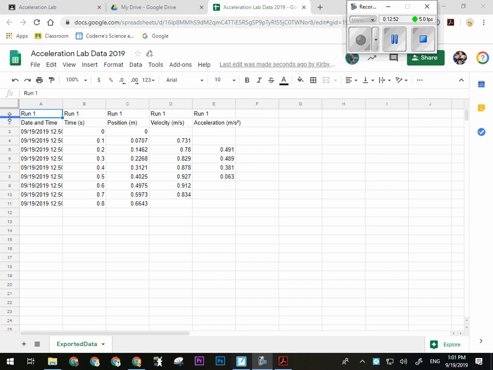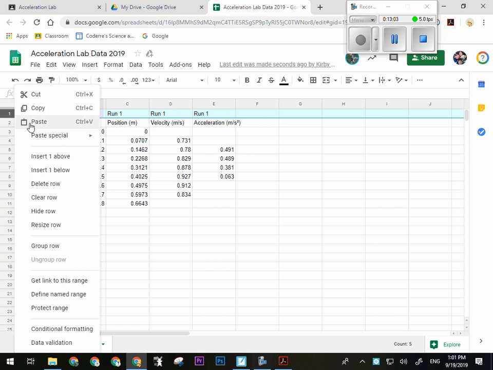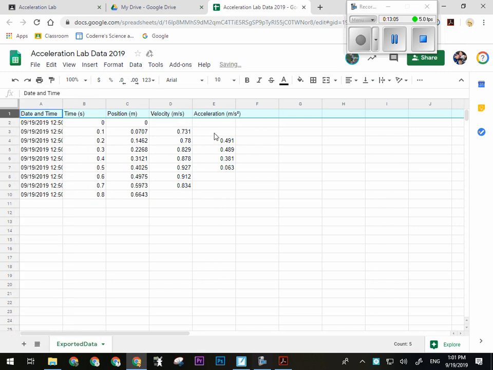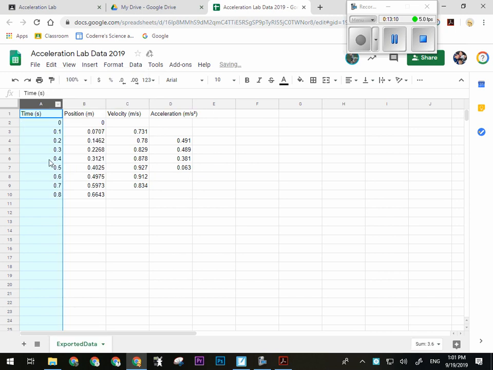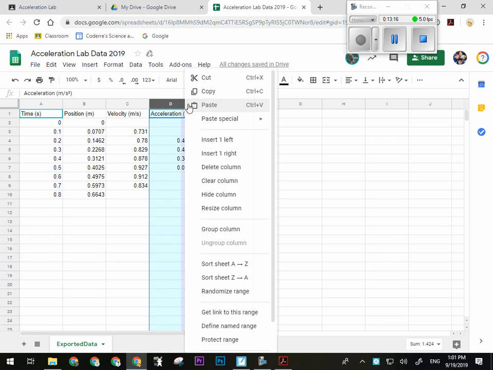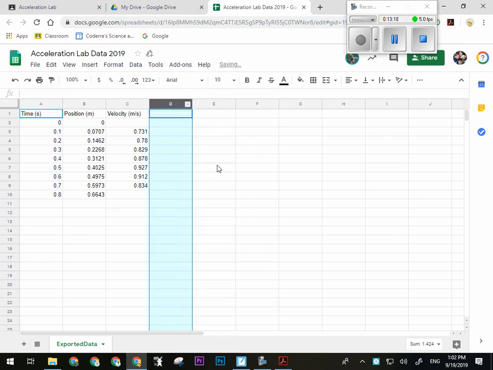So the first thing you need to do with this data is get rid of the stuff we don't want. That is row number 1. We do not want all of those names there. Run 1, we only have one run, so we don't need to say that. So that's gone. I also don't need the date and time, so I'm going to delete that. But guys, I need you listening. I also don't need the acceleration, so I'm going to get rid of that as well. Now I have the data that I want.